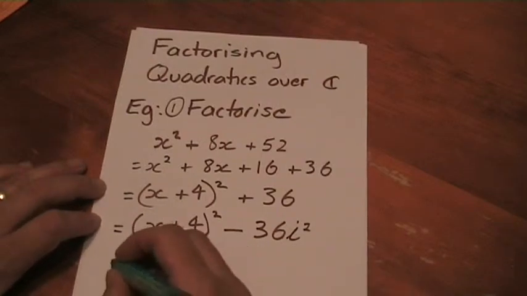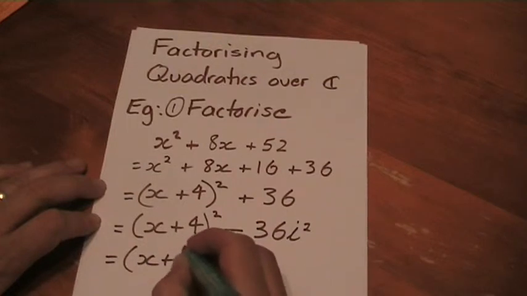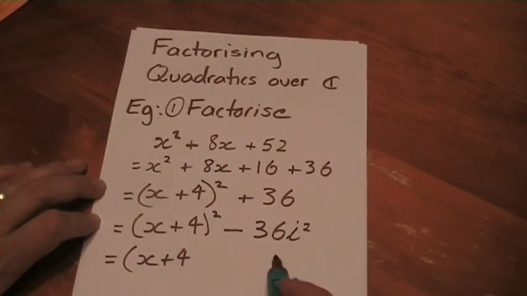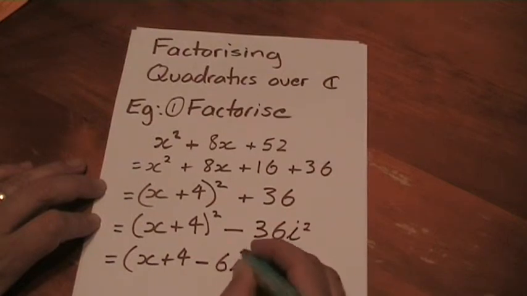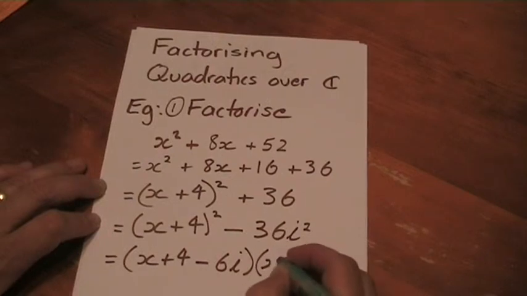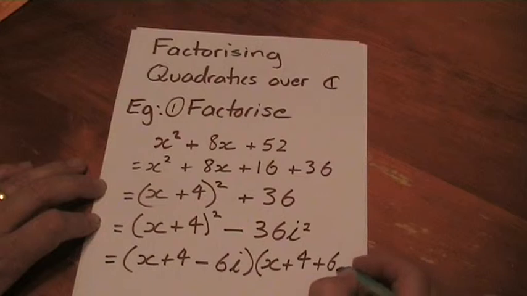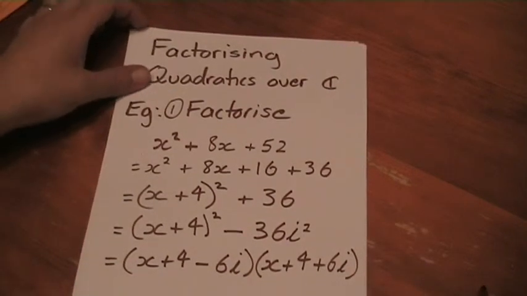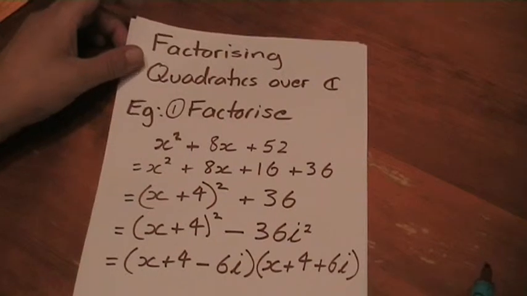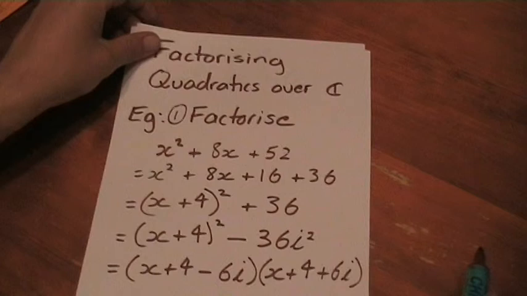I can go ahead and write it as a factorisation as x plus 4, where that is my a, minus 6i, a minus b, and x plus 4 plus 6i. And that's the quadratic factorised over the complex number field. I'll do one more quick example.